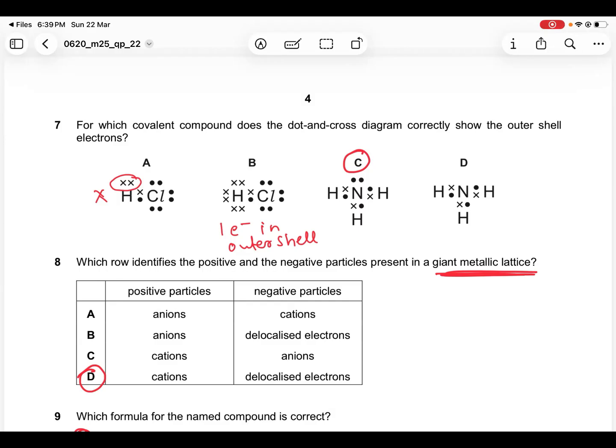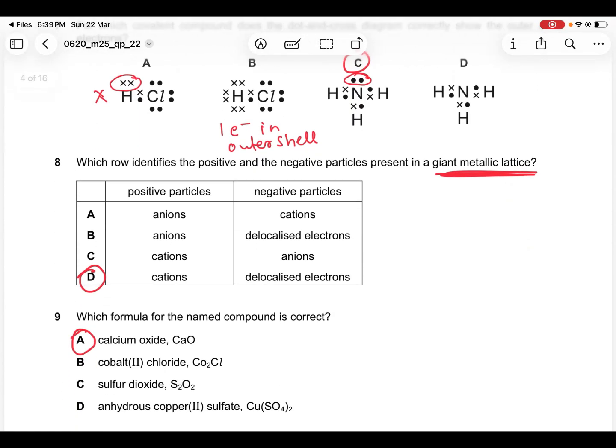Next comes our C, which is ammonia. Here you can see that nitrogen and hydrogen are sharing electrons, and nitrogen contains a lone pair of electrons. So this structure is totally correct. Even D would be correct, but there are no lone pairs of electrons shown on nitrogen.